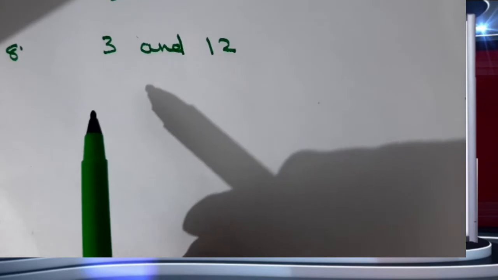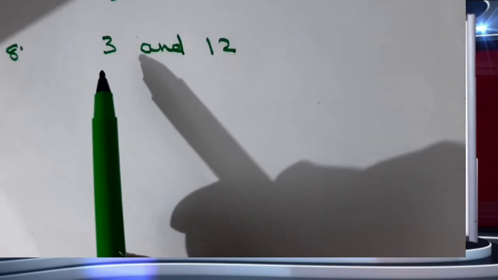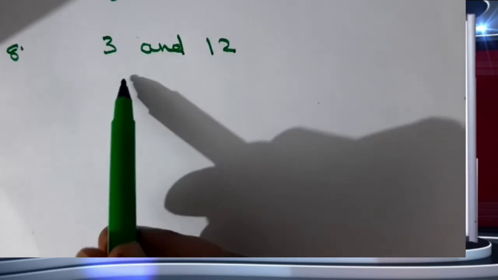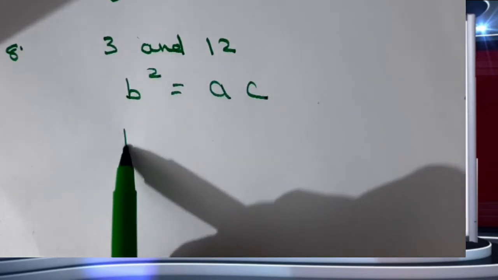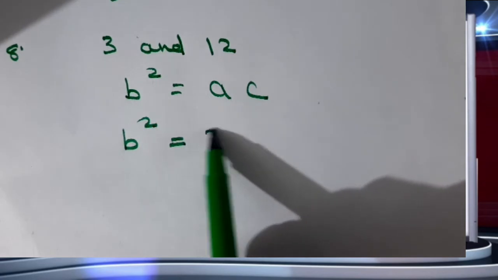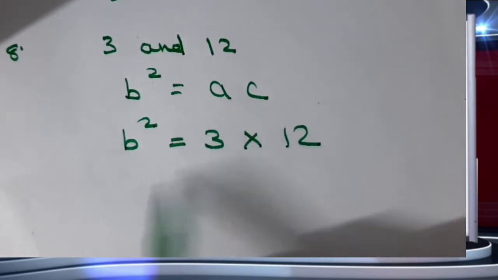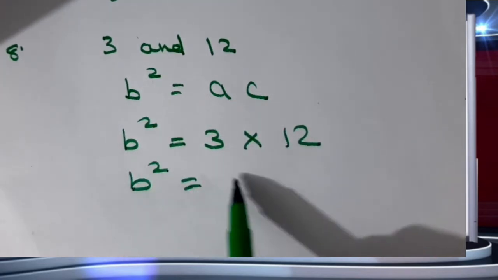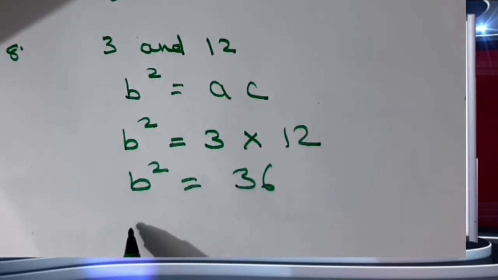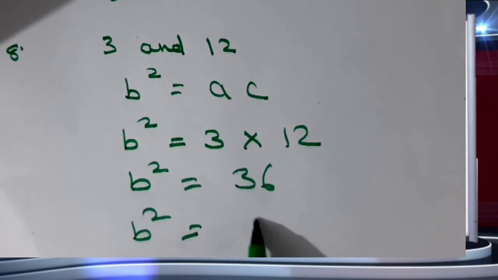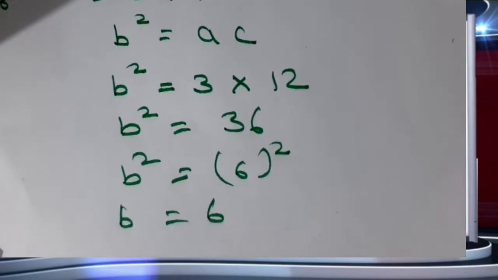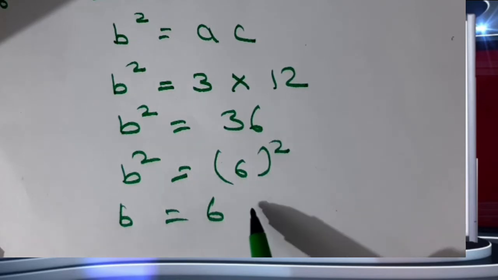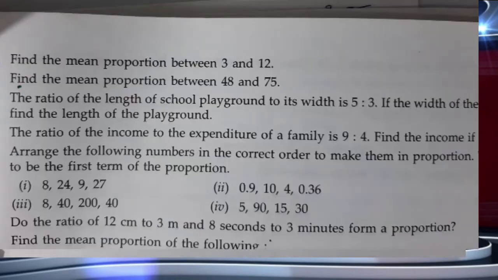Now, come to 8th question. You have to find out the mean proportion between 3 and 12. So, my formula is B square is equal to AC. Here B is the mean proportion. So, B square is equal to A into C. That is B square is equal to 36. That is B square is equal to 6 into 6 is 36. So B square is equal to 6 square. It means B is equal to 6. So the mean proportion between 3 and 12 is 6.